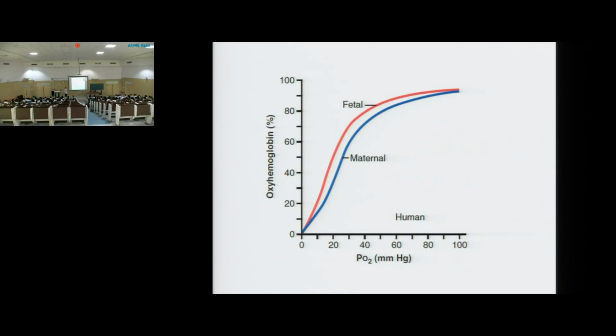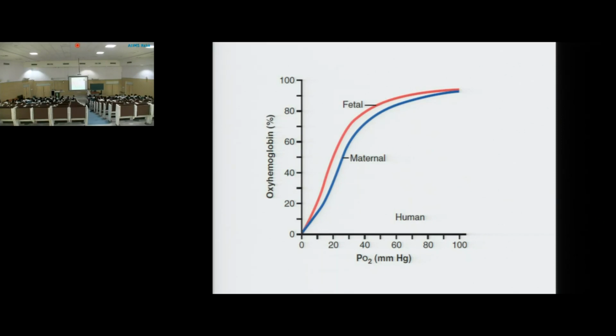So this blue graph shows the maternal blood changes, and the red one shows the fetal blood changes. If you see the graph for the fetus, it has shifted more towards the left side, and the graph of the maternal blood has shifted more towards the right side. So this is the right and left.